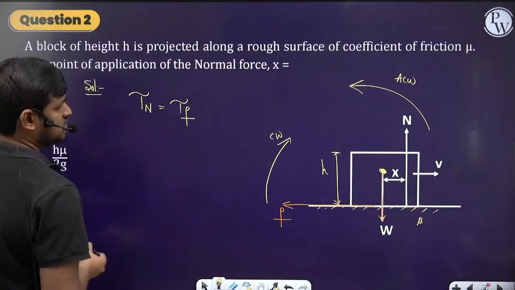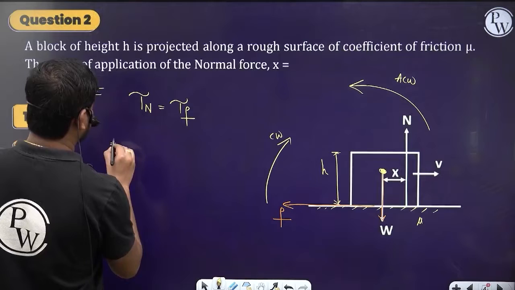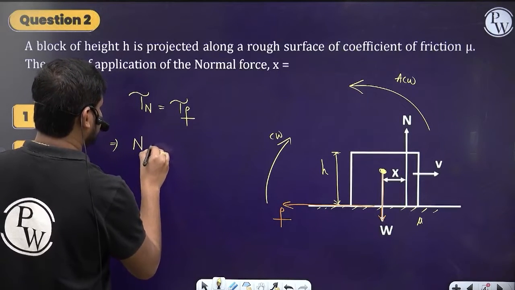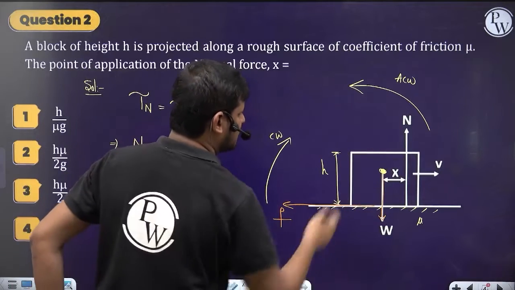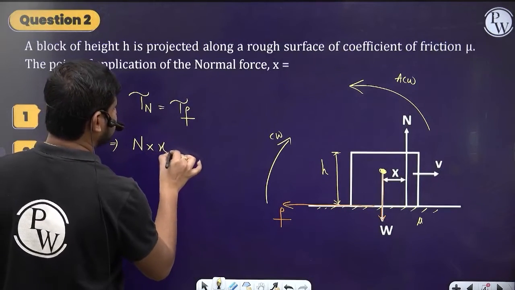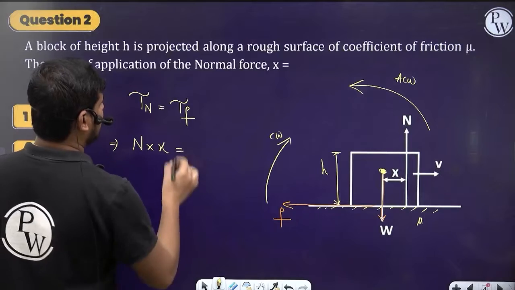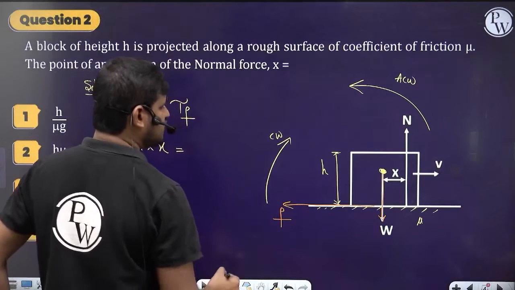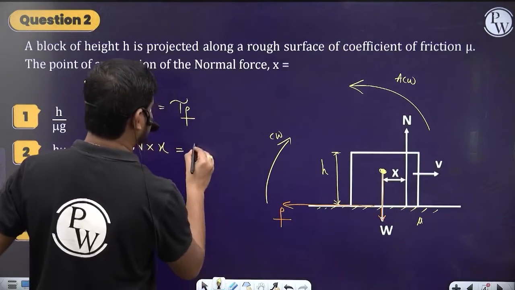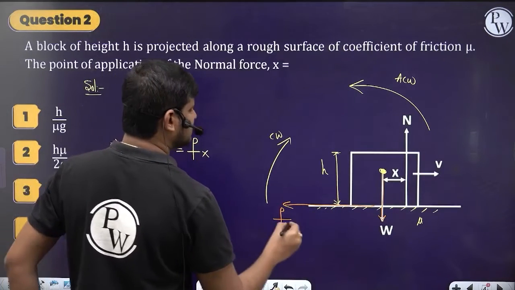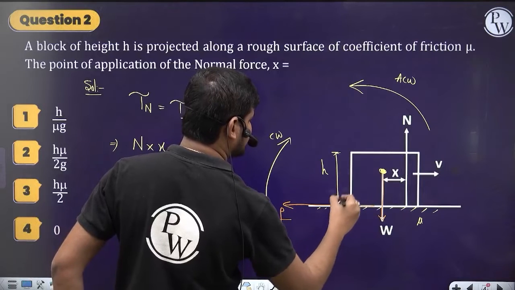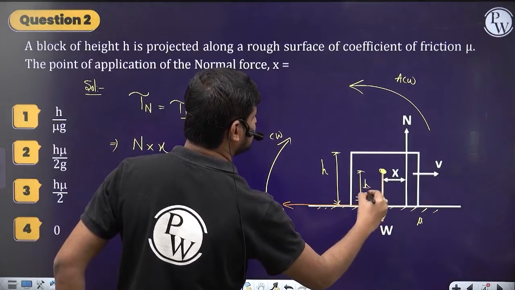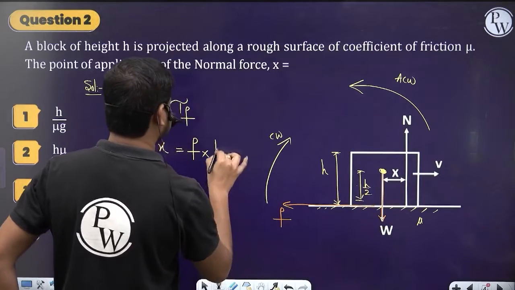So here, I can write what is the torque due to normal. The normal force into, at what distance is it acting? x, right? And what is the torque due to friction? The friction force is acting this side, so friction force into, what is the distance from the center of mass? The friction is acting at a distance of h by 2. This will be exactly half, right? So this will be h by 2.